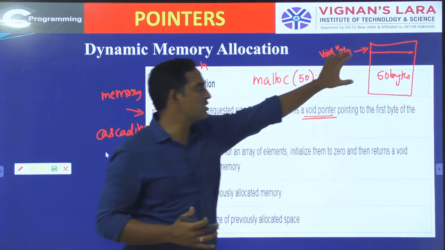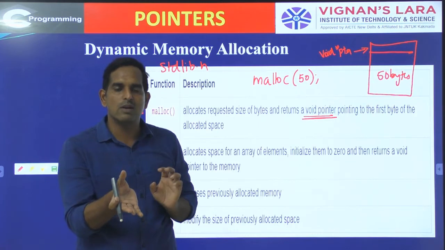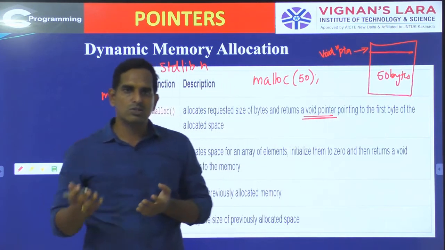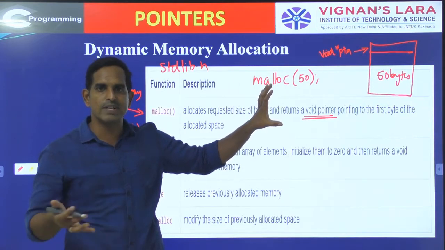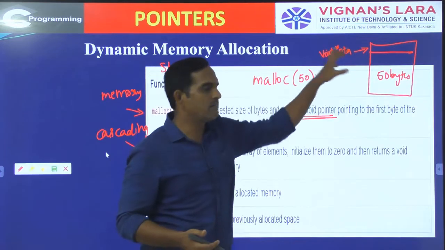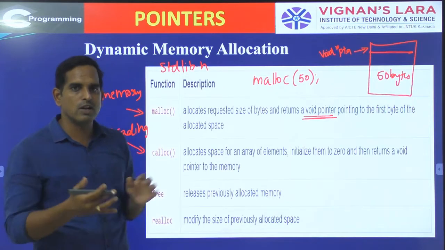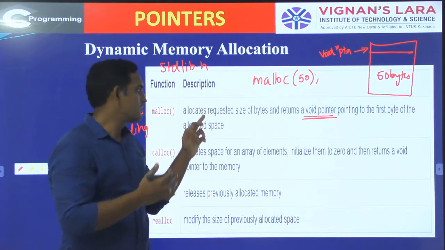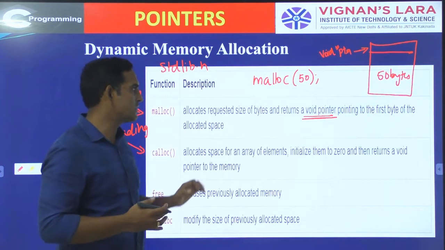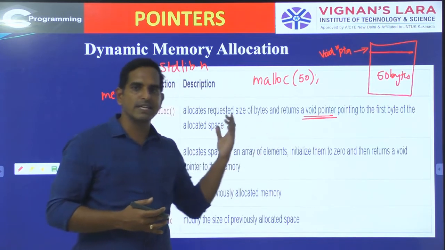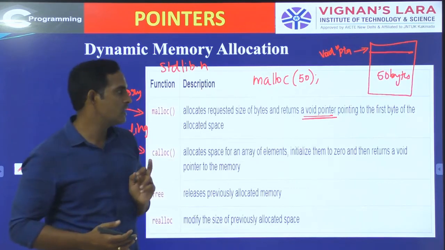Now, since you don't know what you want to implement, that is, whether you want to store integers in this memory, or floating point values, or any other values, what you can do is have a void pointer pointing to that particular memory. So malloc, or memory allocation, will return the number of bytes you have specified in this parameter. Those many bytes will be returned from the memory, and it will return a void pointer pointing to that first memory location.